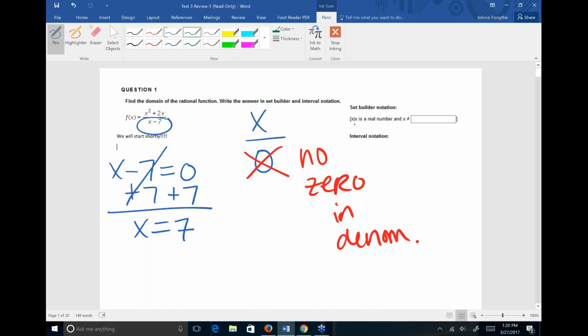So for set builder notation, this says all values of x such that x is a real number and x does not equal, basically we do not want x equal to 7, because if it equals 7, that would be undefined.